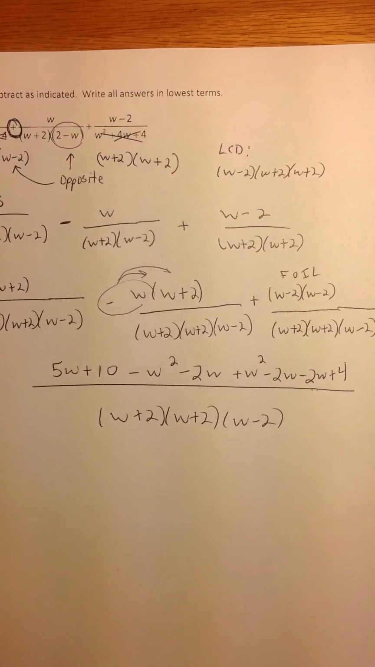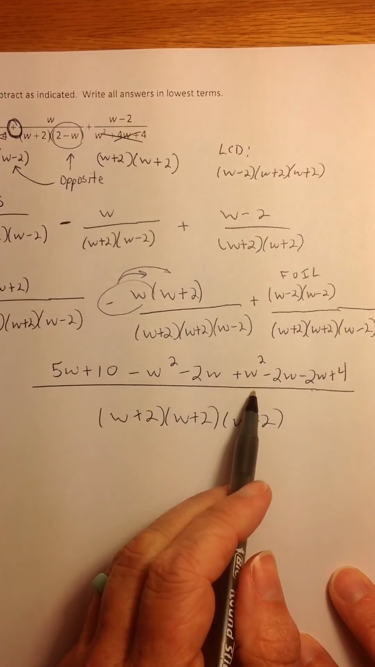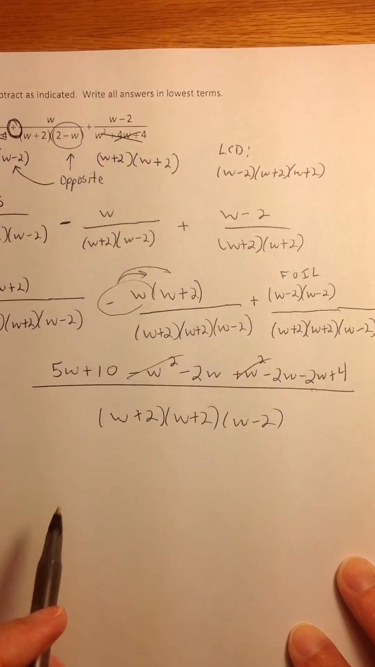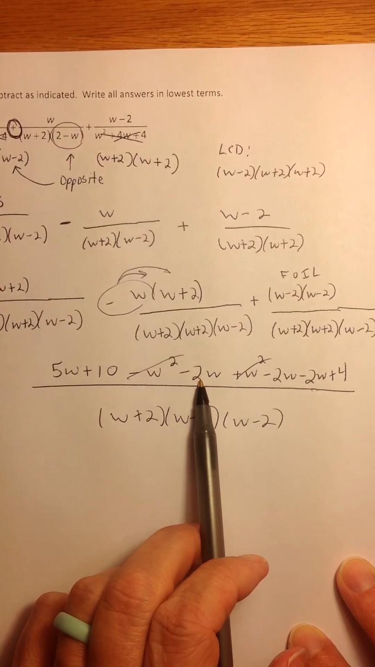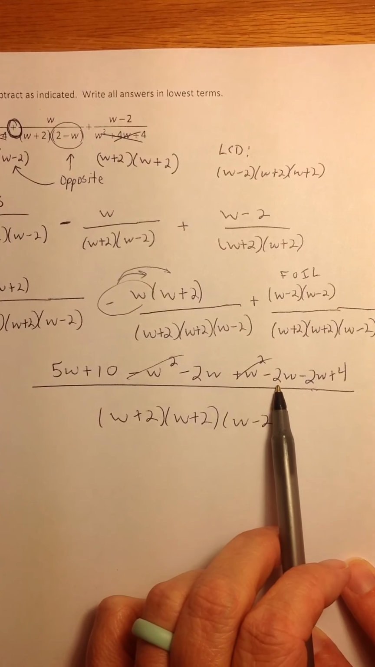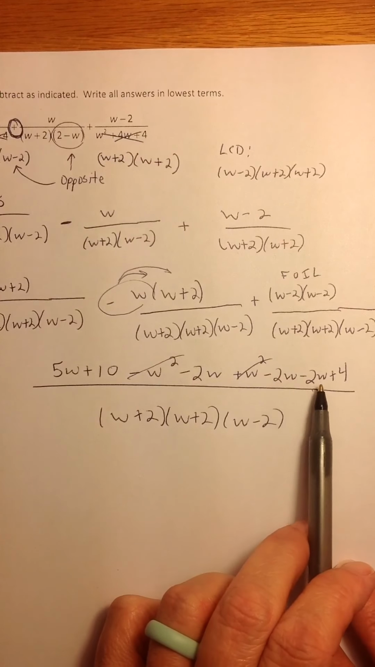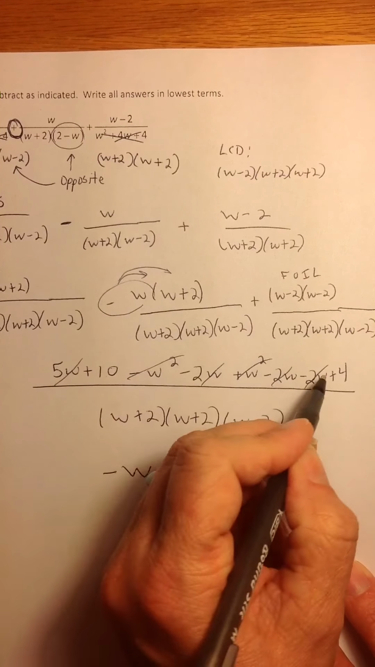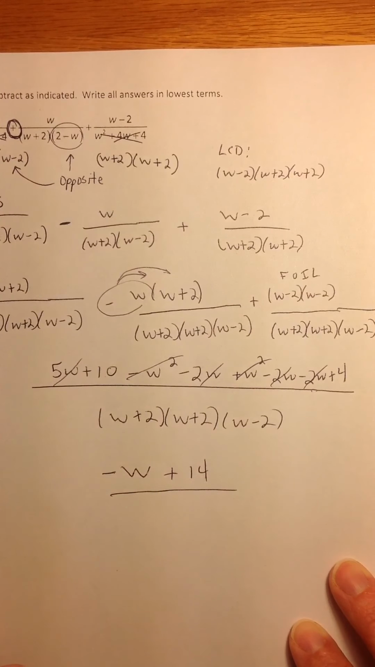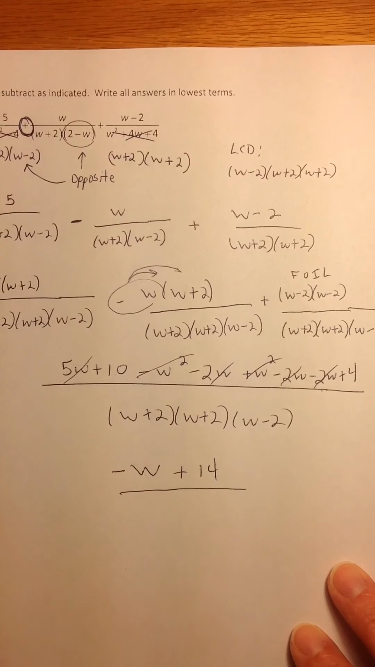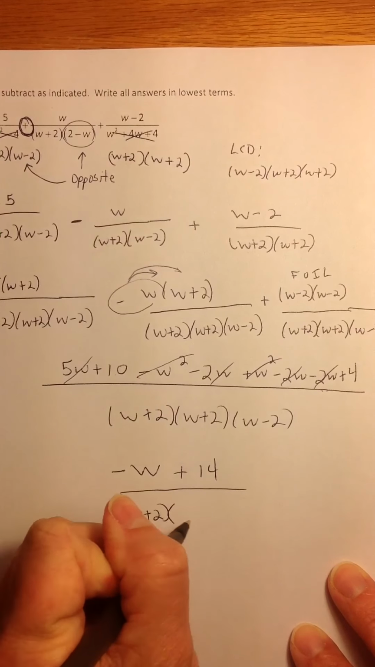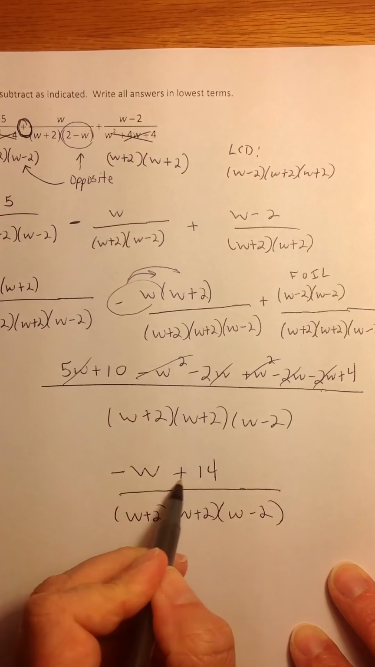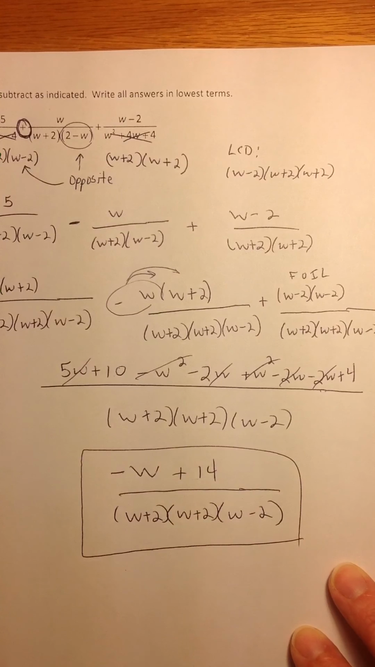Now I'm going to work on combining like terms. So my negative w squared and my positive w squared cancel. Let's work on our w's. 5w minus 2 is 3. 3 minus 2 is 1. 1 minus 2 is negative w. So I get negative w. So I've taken care of my w's. And then I get 10, and 4 is 14. So I get negative w plus 14 over w plus 2 times w plus 2 times w minus 2. Nothing factors out of this expression, so my answer is already in lowest terms.